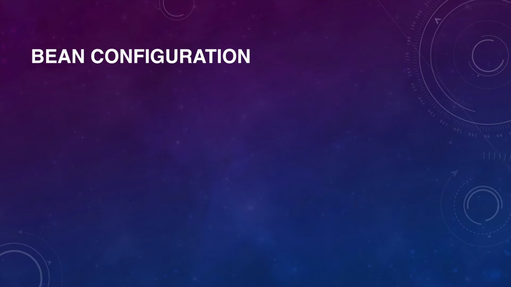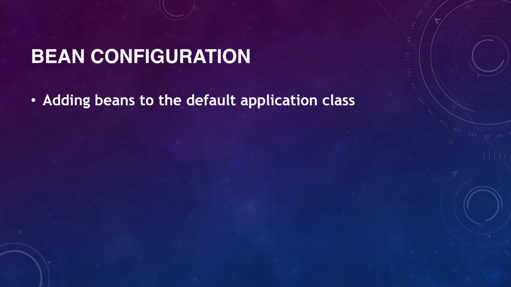Another way to modify the configuration of a Spring application is through the beans that are defined as part of our application context. Now, much like properties, there are several ways to add beans to a Spring or Spring Boot application. Adding beans to the default application class is very much a demo process. I wouldn't really use this in real world examples because anonymous classes tend to get really dirty and really hard to debug. But it definitely is an option to add beans to the application class.